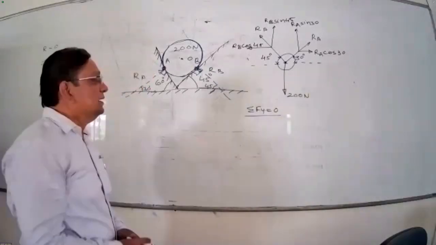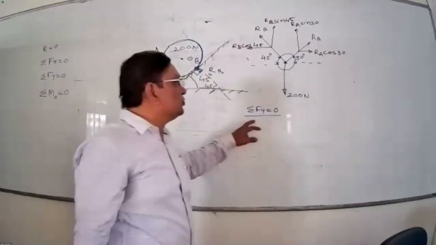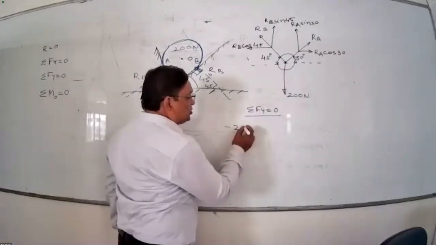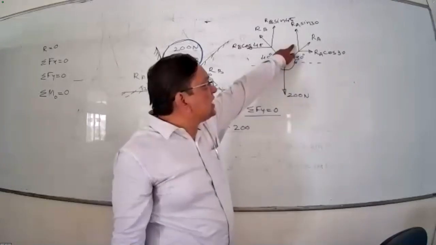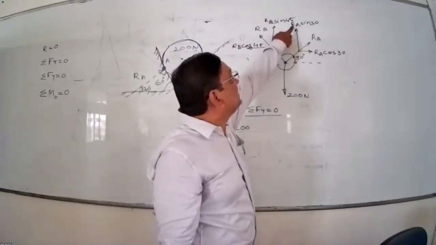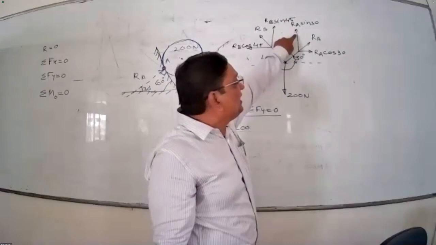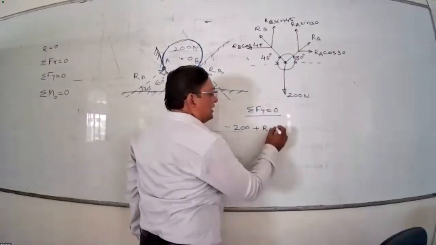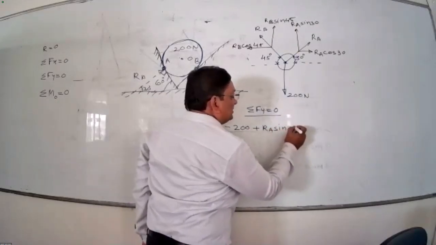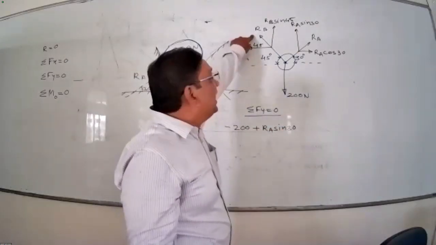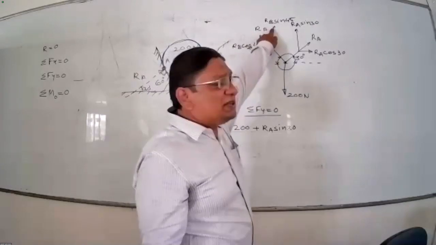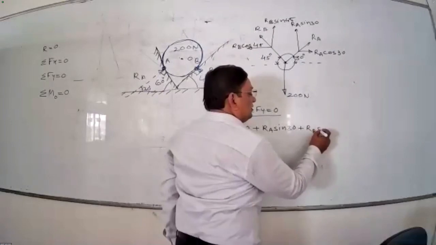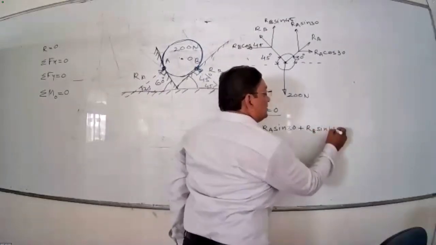So, if I write the summation of Fy is equal to 0, 200 Newton acting in the downward direction, minus 200 Newton. Go for the force RA. Its y component is acting in upward direction, that is RA sin 30. Upward direction means plus RA sin of 30. Then go to RB. RB vertical component is RB sin 45, acting in upward direction. So this will be plus RB sin 45, must be equal to 0.